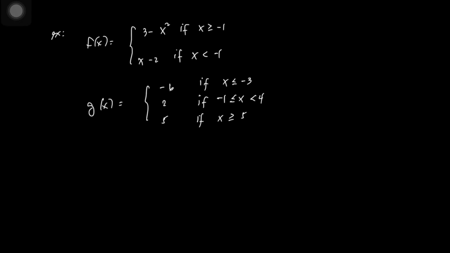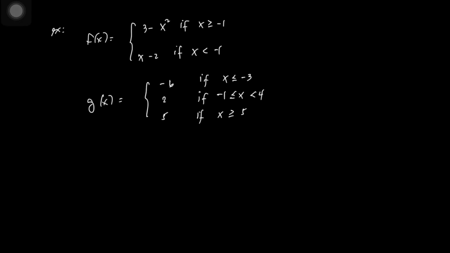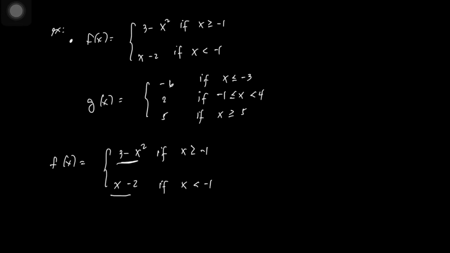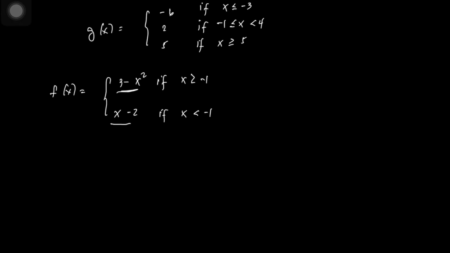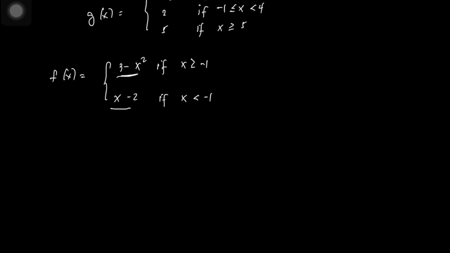Now, let's try to graph the first example. f of x is equal to 3 minus x squared if x is greater than or equal to -1, x minus 2 if x is less than -1. Take note guys, this one here is a quadratic function which we have just discussed a while ago, and x minus 2 is a linear function, and for sure you already know how to graph this kind of function.